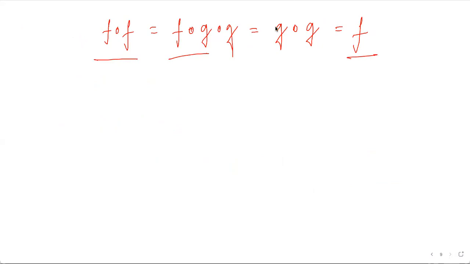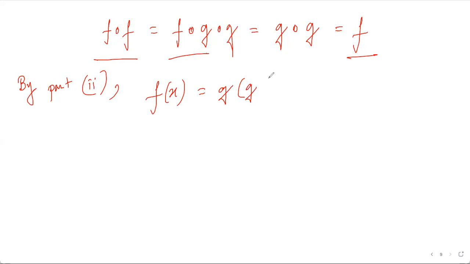So we are back to the second part. That means we are getting a function f which satisfies the given condition in the second part, and thus we can use the second part. So by part 2 we can say that f of x is equal to g of x, that will be equal to x.